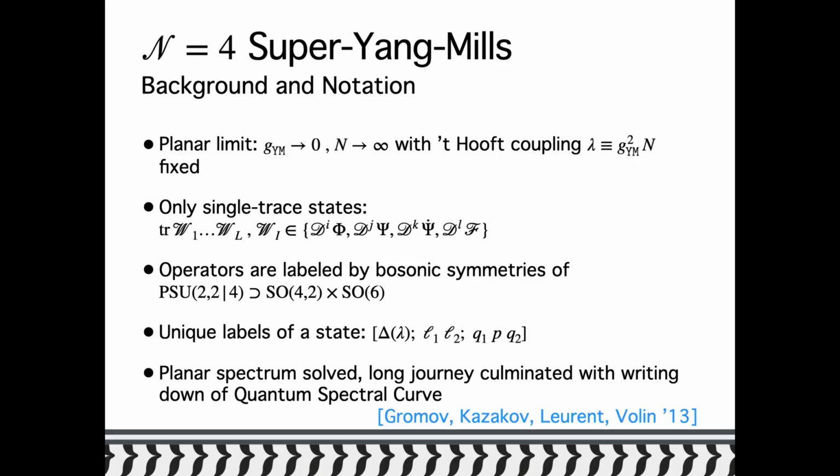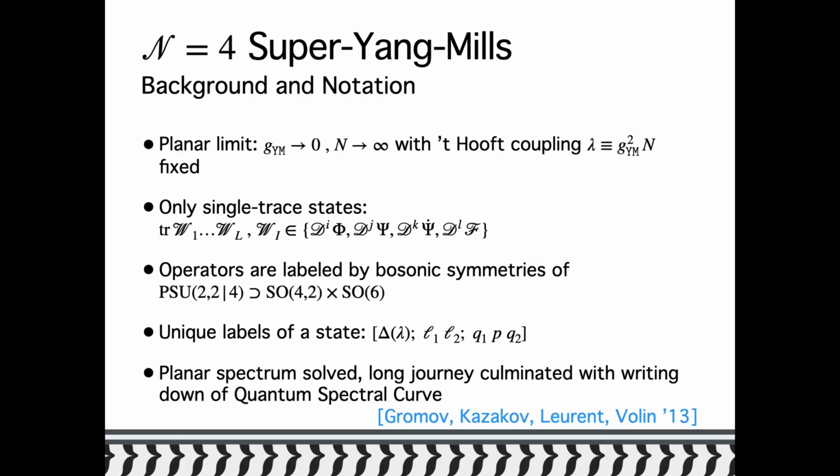So we have two parameters, g_YM and the number of colors N. In particular, we will focus on what's called the planar limit of the theory. In the planar limit, we take the Yang-Mills coupling g_YM to 0 and the number of colors N to infinity, in such a way that a particular combination lambda, which is g_YM squared times N, called the 't Hooft coupling, is kept fixed.